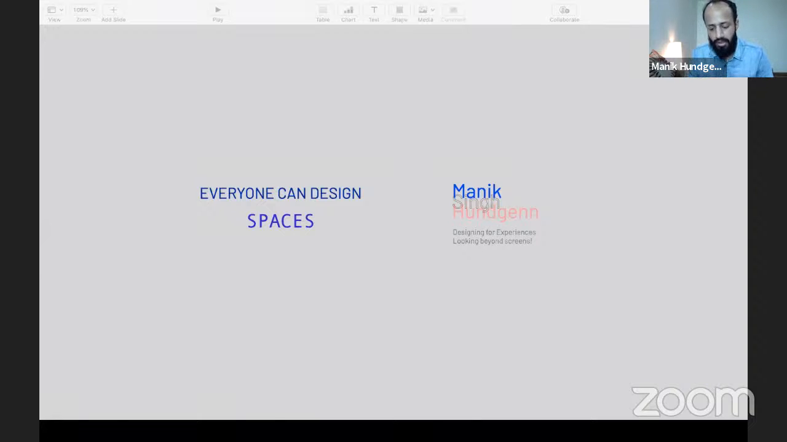So today we are going to explore spaces with that approach, and we will start with a central theme to our workshop, and we're going to explore that as we go in depth from one slide to another, right?